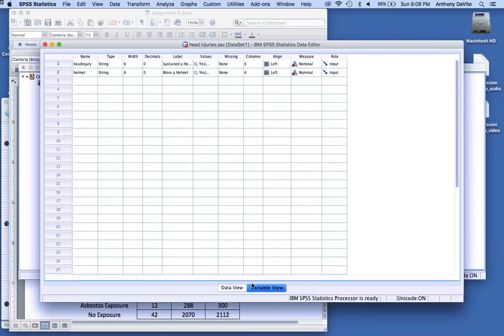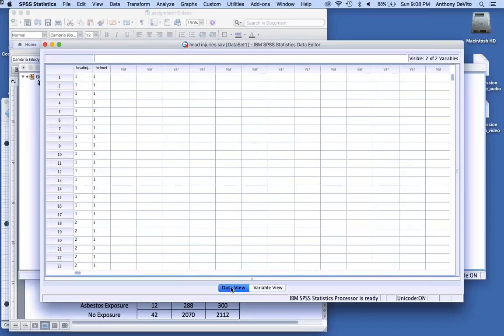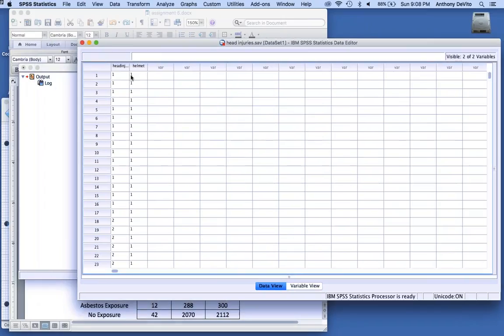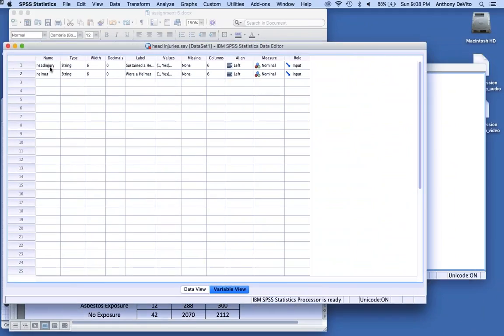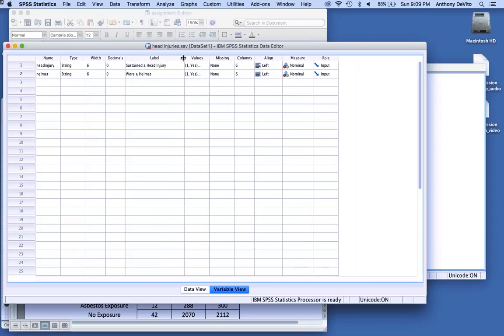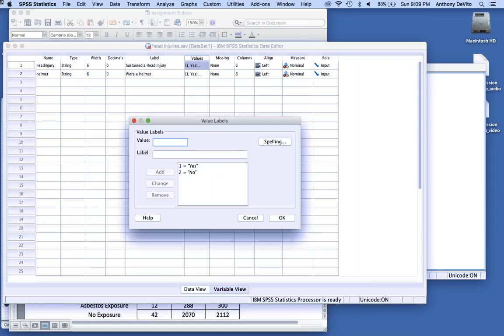Okay, it came up in the variable view. I'm going to switch back over to the data view. And we see a series of numbers, ones and twos, that represent the variable head injury and the variable helmet. Let's go over to the variable view and see what those variables mean. The variable head injury, if I look at the label, is short for sustained a head injury. And the values that you might get are one represents yes, a person sustained a head injury, and two represents no, they didn't sustain a head injury.